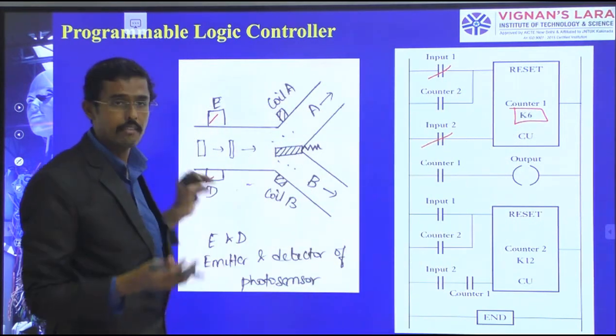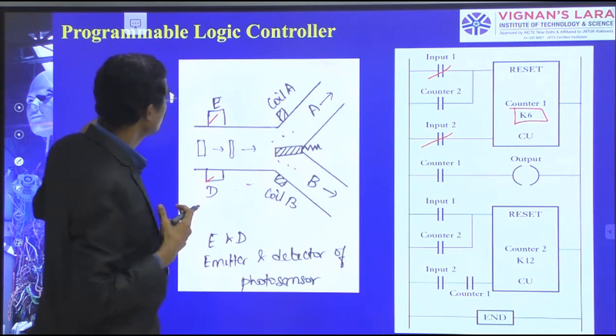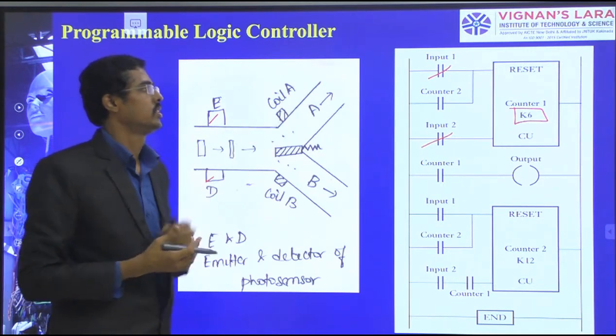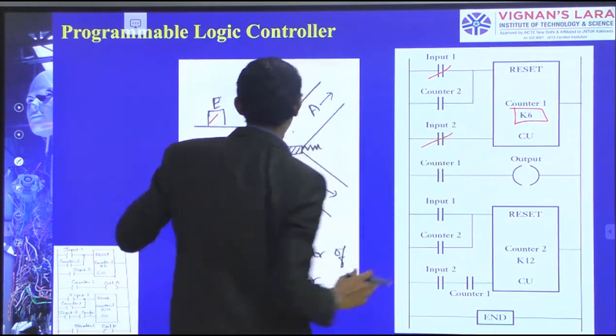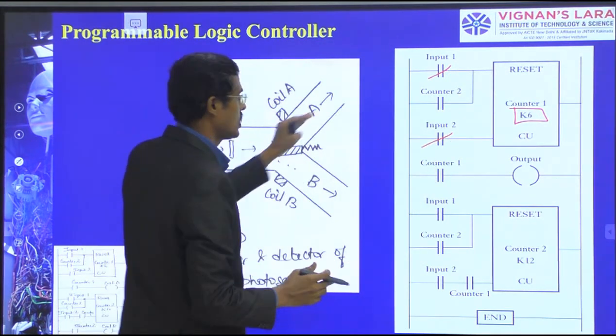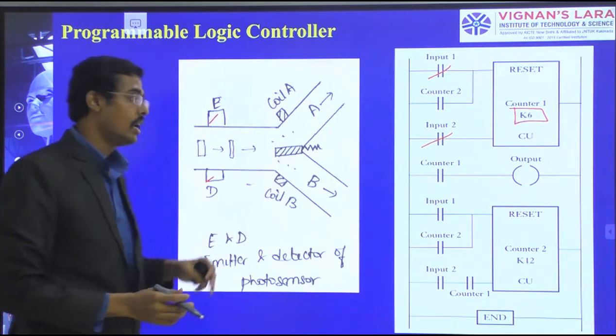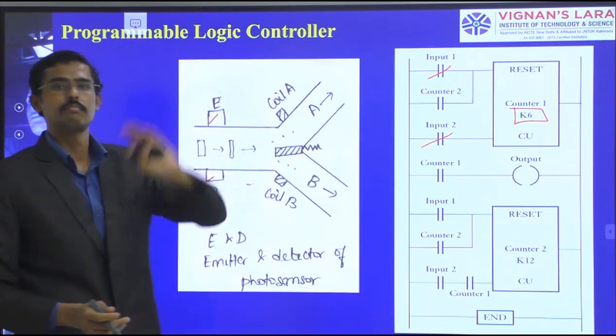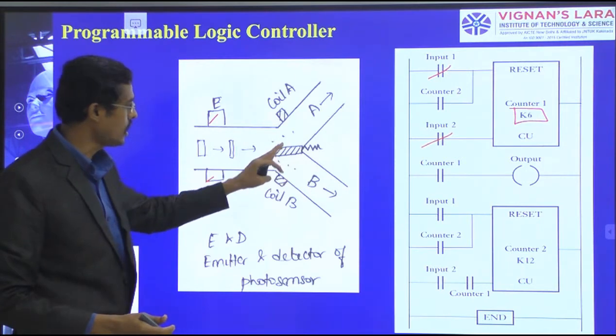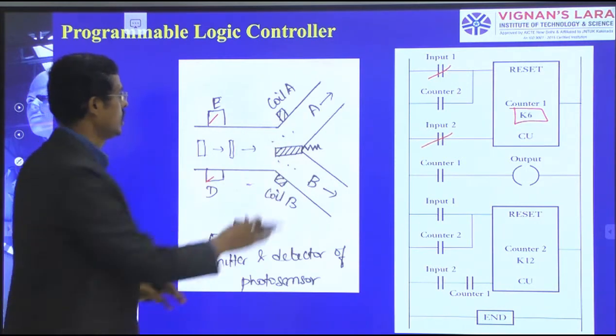First I'm taking the chance to move the object to A. Therefore, I have taken this path of counter 1 up to K6, and it keeps on counting. At counter 1 it is activated. Now the 6 is reached. It means this coil is in the attracted position at the 0th condition. It is closed here.